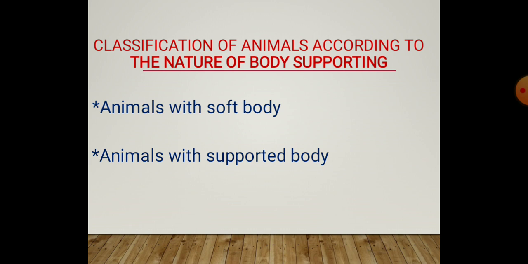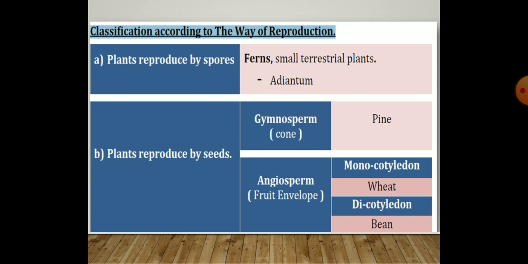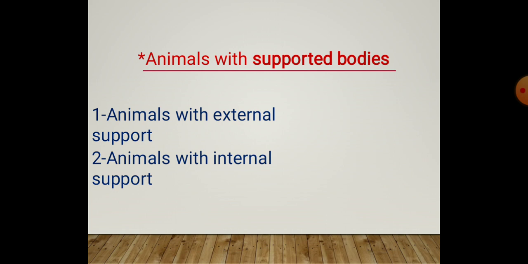Animals are divided into animals with soft bodies and animals with supported bodies. First, animals with soft bodies, their bodies don't have support. Examples: jellyfish, octopus, earthworm.